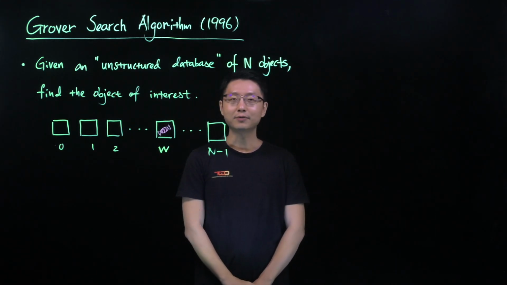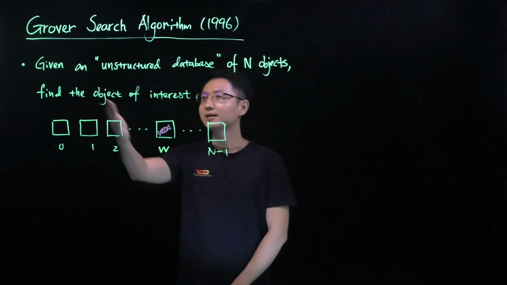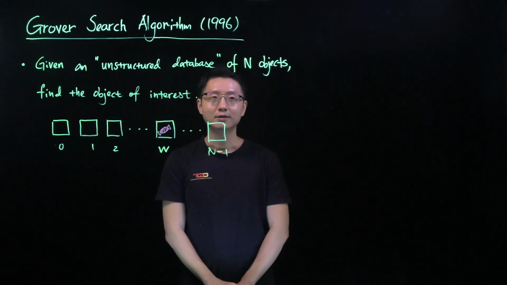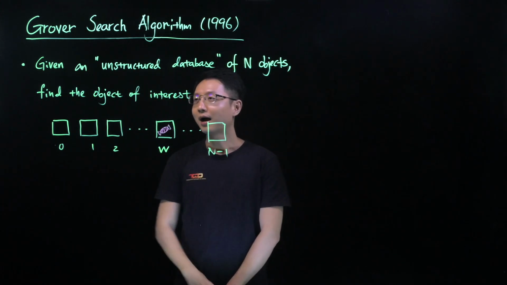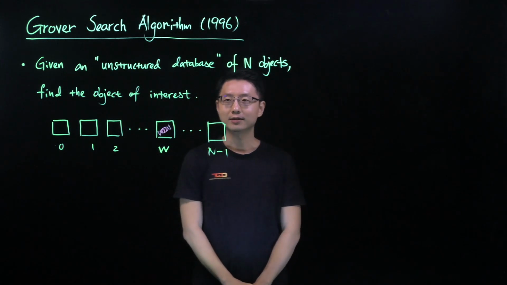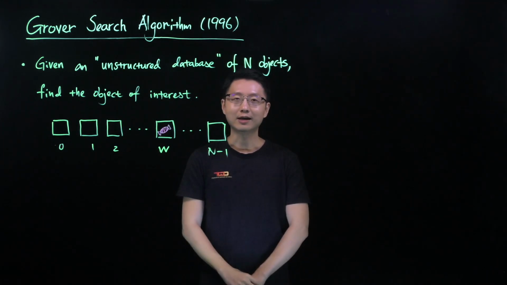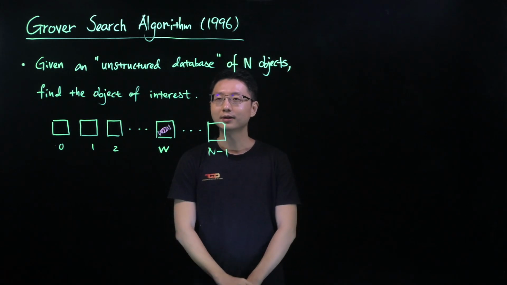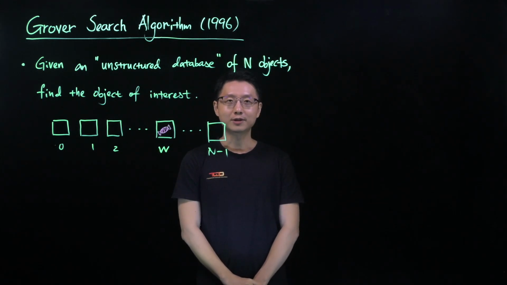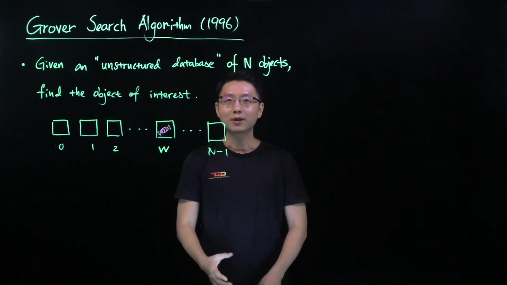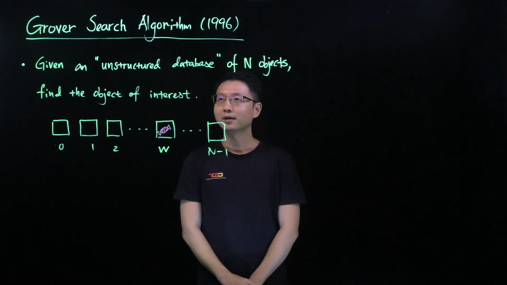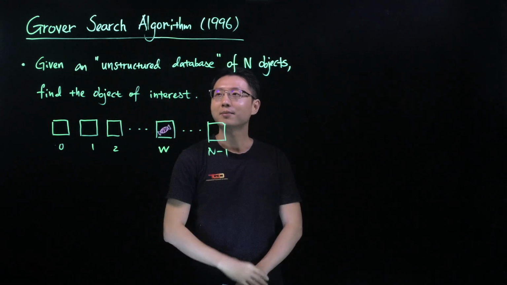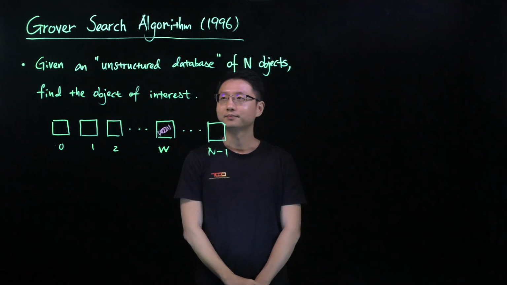The task that we would like to address is that given an unstructured database which has n objects, how could we find the object of interest? For the purpose of illustration, I'll just assume there's one object of interest that we are searching. Of course, the algorithm can also be generalized into more than one object that we are searching. Let me first explain what I mean by unstructured database.